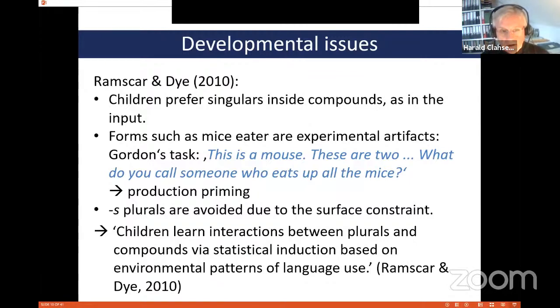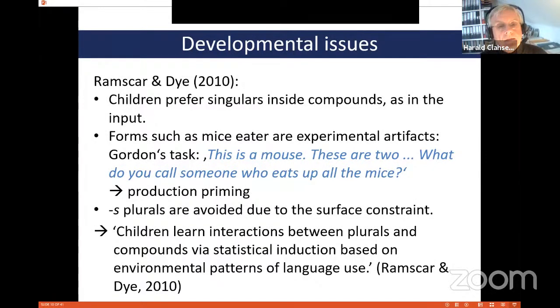So Ramscar and I conclude, children learn interactions between plurals and compounds via statistical induction based on environmental patterns of language. No use for any kind of grammatical constraints or any kind of innateness argument, right? So you can see that this little phenomenon has impact on lots of things in big questions, and I wanted to get into this a bit more.